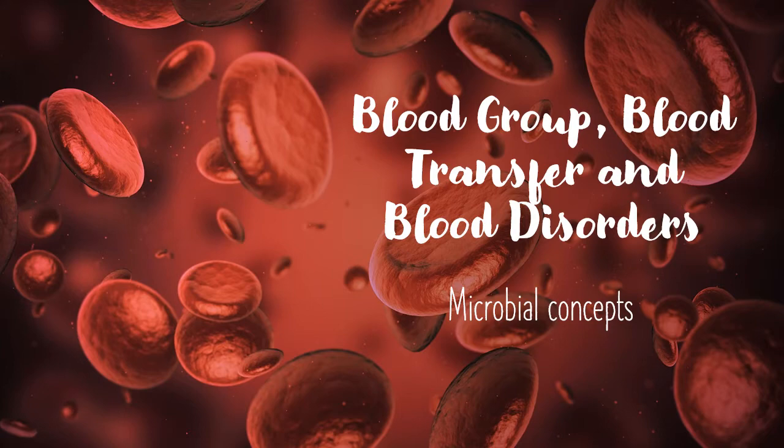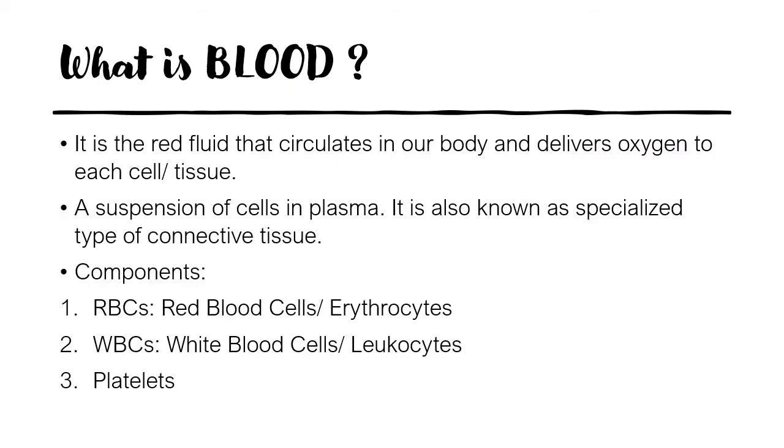Okay, so let's start with a quick revision. What is blood? It is a red fluid that circulates in our body and delivers oxygen to each cell and tissue. That is the main function of blood. It is also simply defined as a suspension of cells in plasma. It is also known as a specialized type of connective tissue, right? Then what are the components? The components are RBC, WBC and platelets.